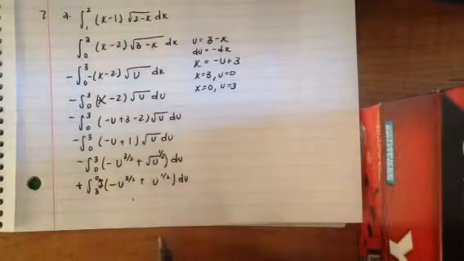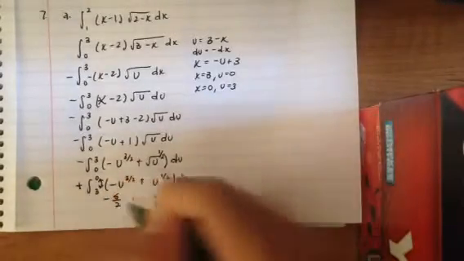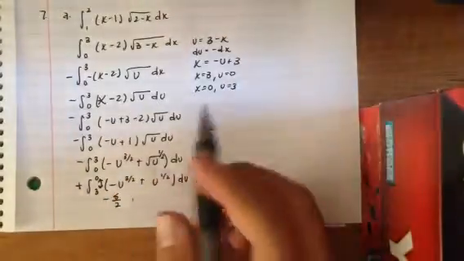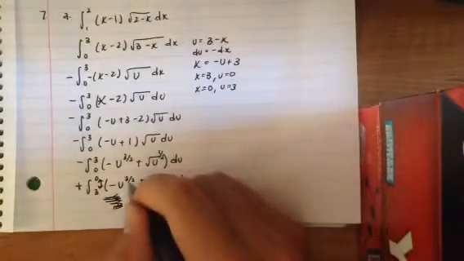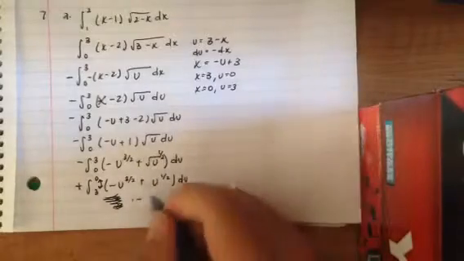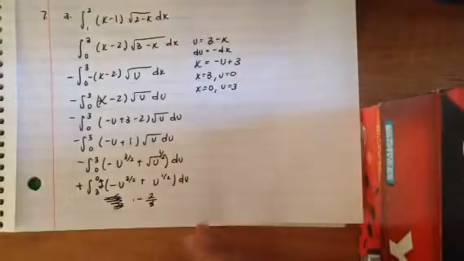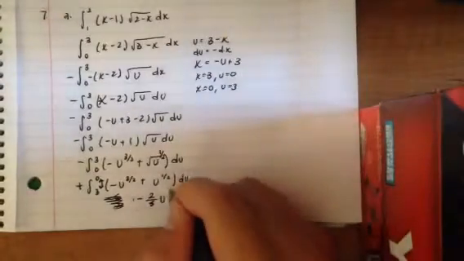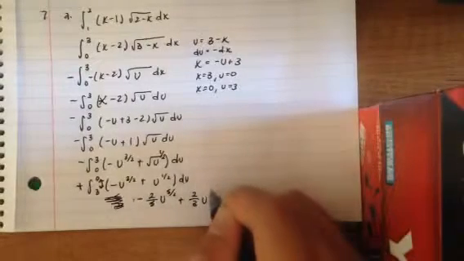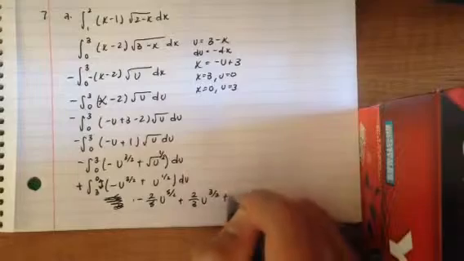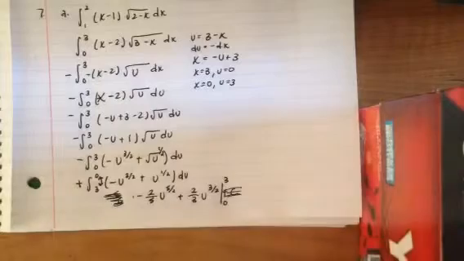This we'd power up, so it'd be a 5 halves, but then you have to divide by that, so it'd be 2/5 because you have to divide by it, which would flip it over, and then u to the 5 halves plus 2/3 u to the 3 halves plus c, but that's gone because we're plugging in 3 and 0.